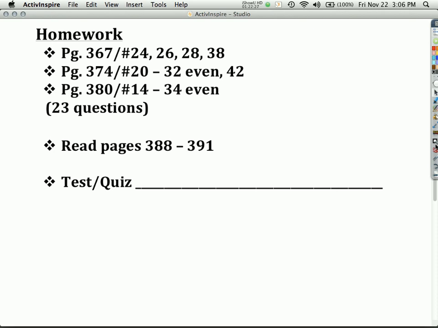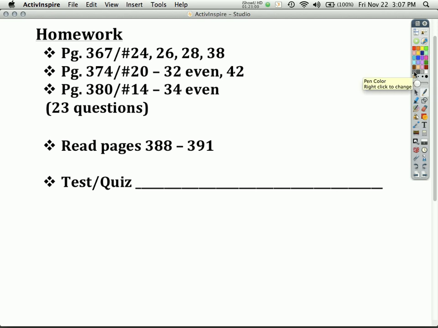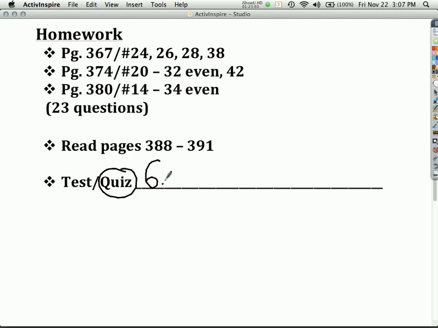Your homework is on 3 different pages, and it's a little confusing looking, but it's just 23 questions. Page 367, you're doing 4 questions. 374 is the next section. You're doing 20 to 32 even and number 42. And then 380, you're doing numbers 14 through 34 even. Read the next section. For some of you, you will be able to do the next section without my help. You'll be able to figure it out. And then you're going to have a quiz after Thanksgiving on 6.1 to 6.4. I'm just giving you a heads up now.